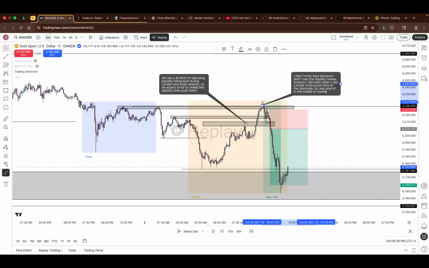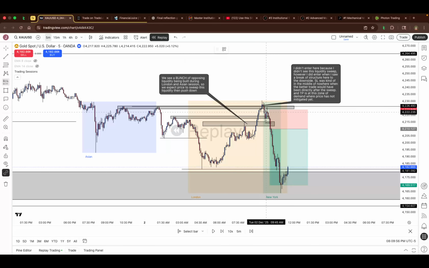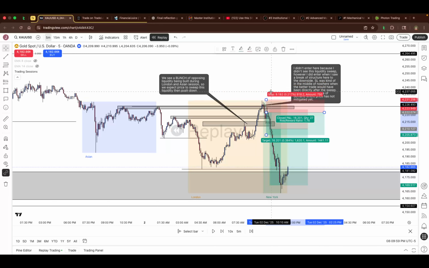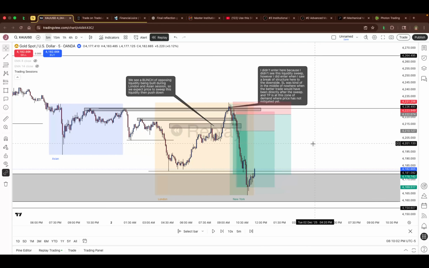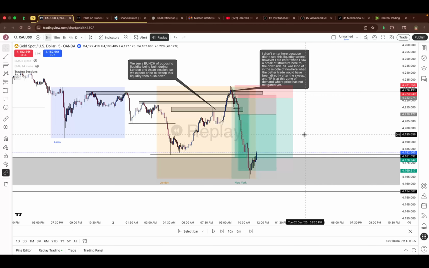Of nowhere, when the better trade would be to enter directly after the sweep at this zone of demand where price has not mitigated yet. And that's basically it. This would have been the better trade. Boom, tight stop loss, great risk to reward. Both of these trades played out, but that would have been a better one.